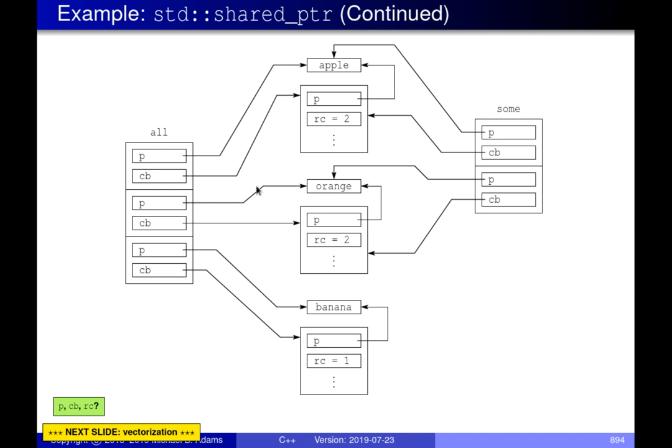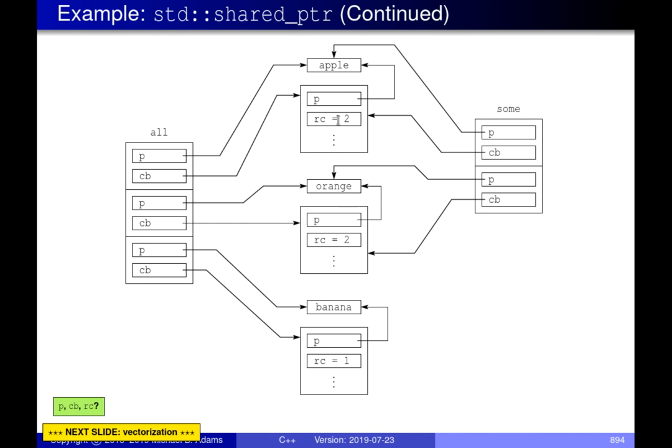Effectively, what we have are three chunks of memory, one associated with the string apple, one with orange, and one with banana. And then the all container is referencing apple, orange, and banana. All three of these are being referenced by shared pointers. This is an array of shared pointers. And then in this other array here that we have, it's only referencing apple and orange.